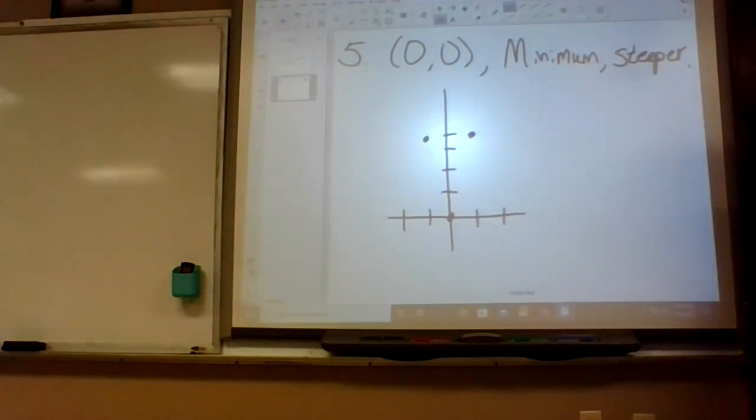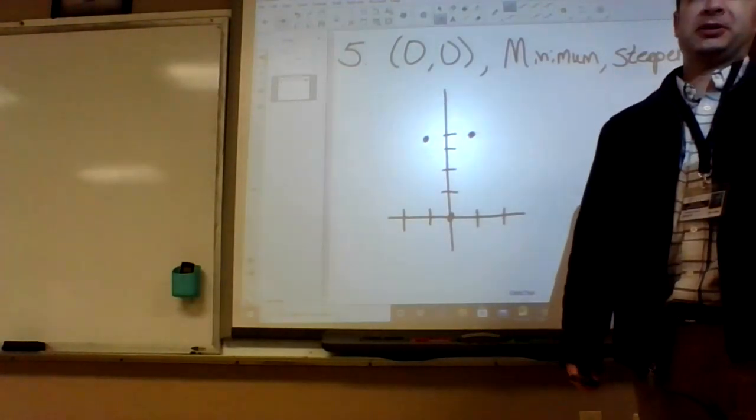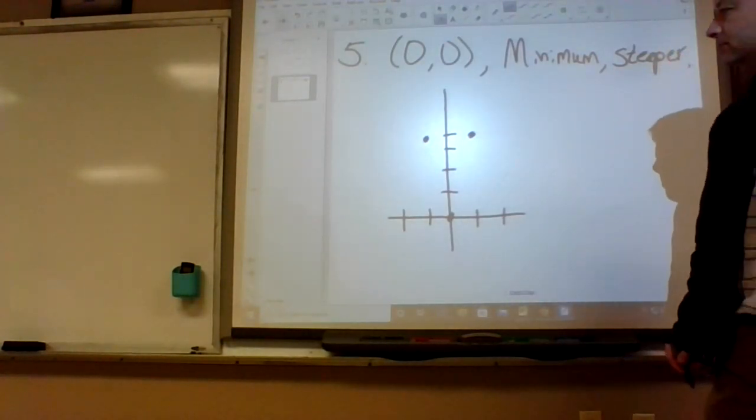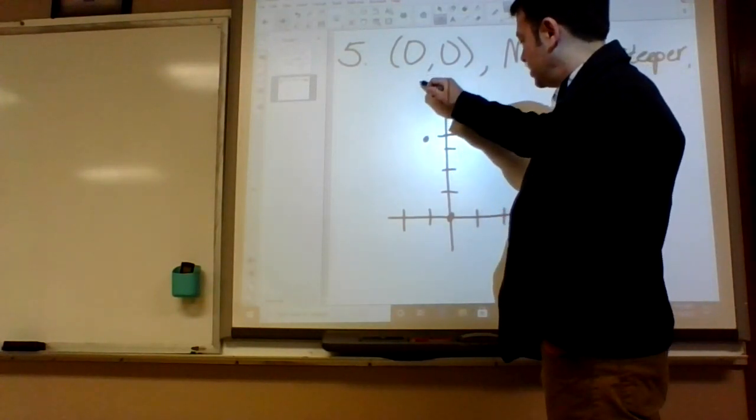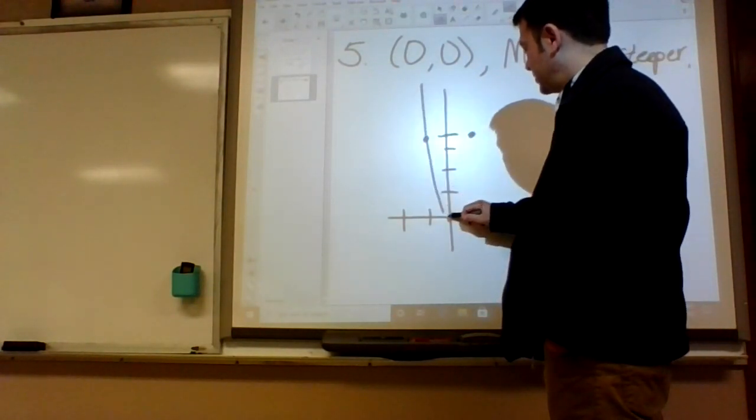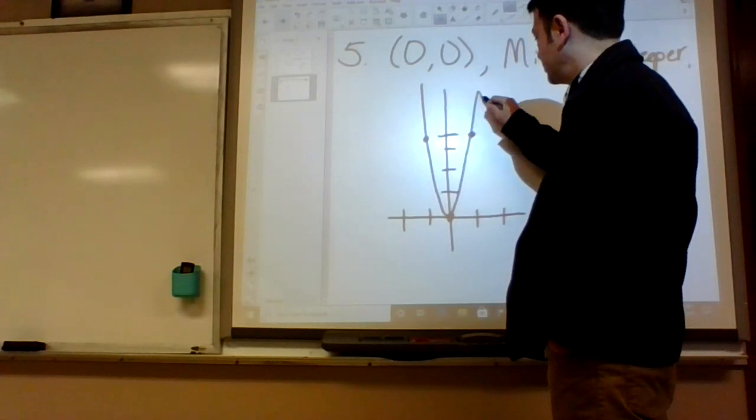Can we just do that much? My graph is big enough. If we did plug in 2, what would we get? 2 squared is 4, 4 times 4 is 16. 16. So, if it's bigger than 10, we'll just do 3 points.